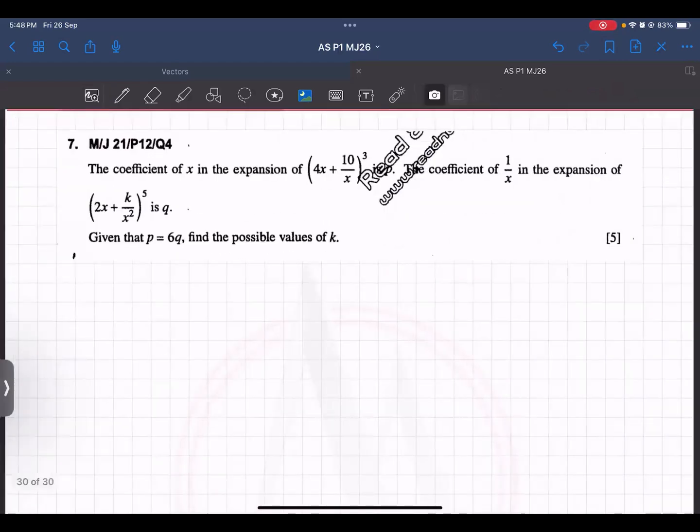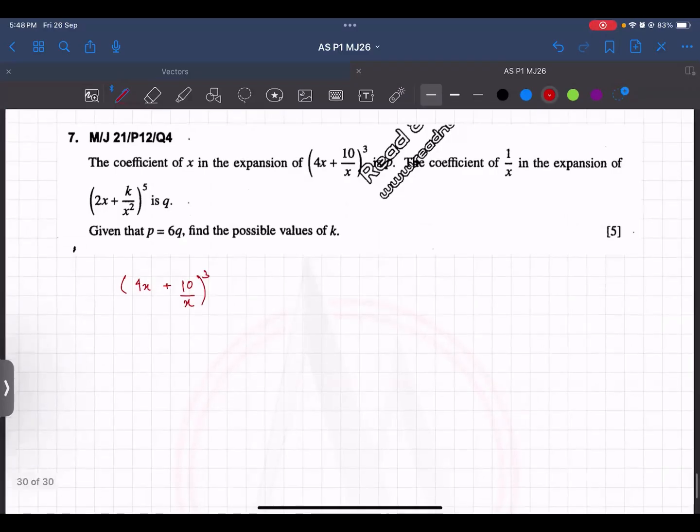Okay, the problem now is over here that the first bracket is (4x plus 10 upon x) power 3. And the second bracket is (2x plus k upon x square) power 5. There are two brackets. And they've told you that the coefficient of x is p. So there is a term over here where you will have px, right? The coefficient of the x is p. So px is the term.